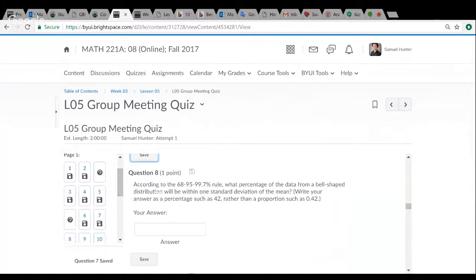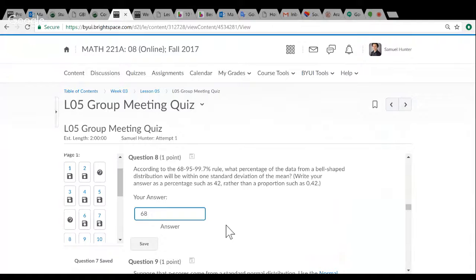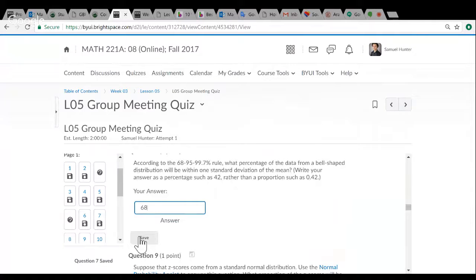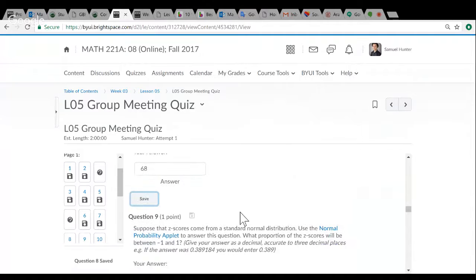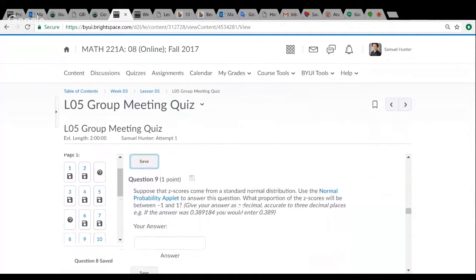According to the 68, 95, 99.7 rule, what percentage of the data from a bell-shaped distribution will be within 1 standard deviation of the mean? That was the 68, right? Yeah, so that's 68. The 95 is 2, and then the next is 3, right? 3, yes. Okay.